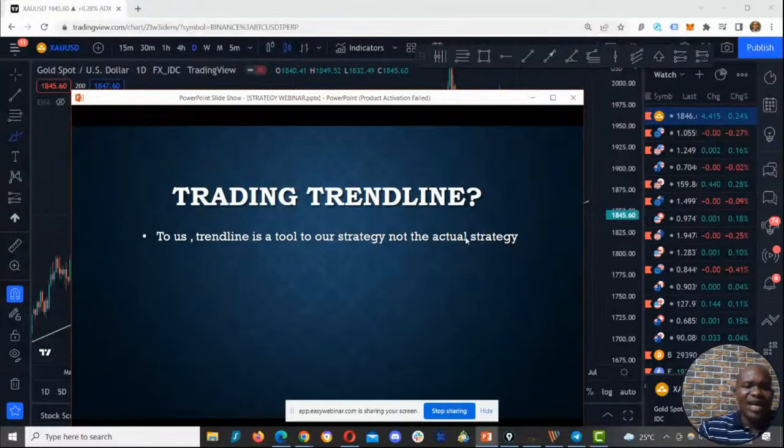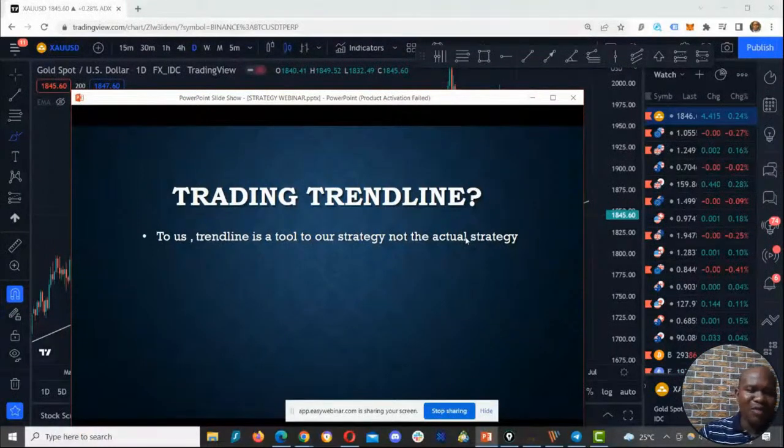Now, to us, a trend line is a tool to our strategy, not the actual strategy. Just like a carpenter uses a hammer and all sorts of measuring tools, tape, and stuff like that. These are tools to his craft. So we are using a trend line as a tool to our strategy, just like other tools we use. We are using momentum measurement, like MACD, and also using Fibonacci to measure some certain levels. So these are tools to us.